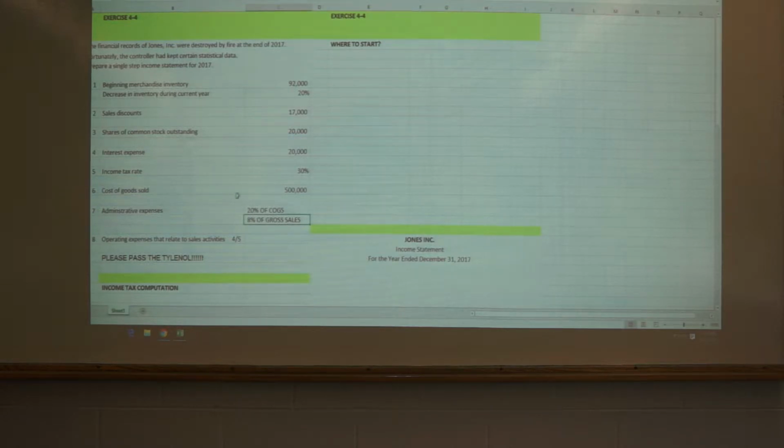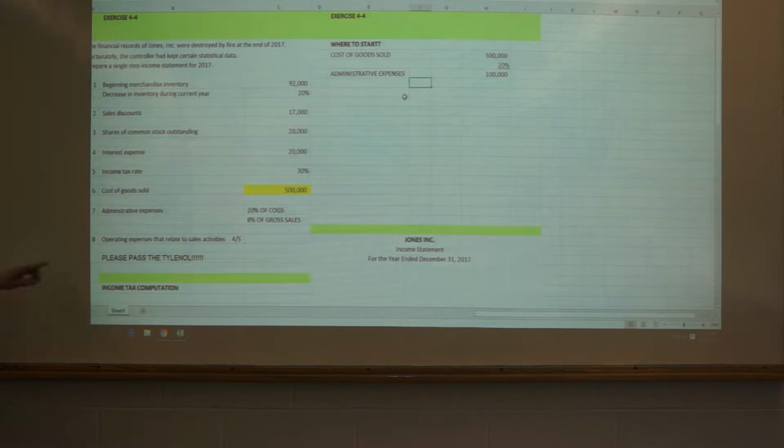The only really solid number we have is our cost of goods sold. So if we start with cost of goods sold, that's our 500,000. And it says that administrative expenses are 20% of that. So 500,000 times 20%, we get administrative expenses of 100,000. Okay, so far so good.